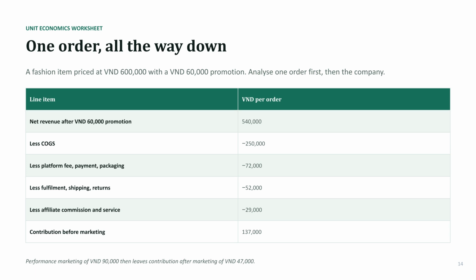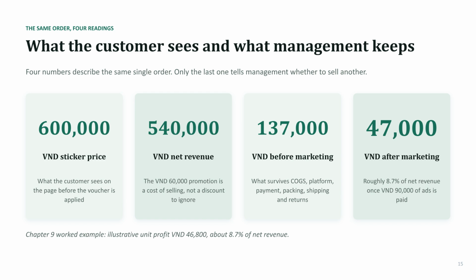Finally, we use a unit economics worksheet to analyze an order all the way down. This helps us see the impact of promotions and various costs on the final contribution per order. This slide breaks down a single order into 4 different readings. We see how an initial sticker price of 600,000 Vietnamese dongs is reduced by promotions and costs until only 47,000 Vietnamese dongs remains for management after marketing.